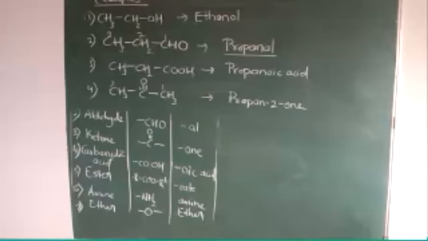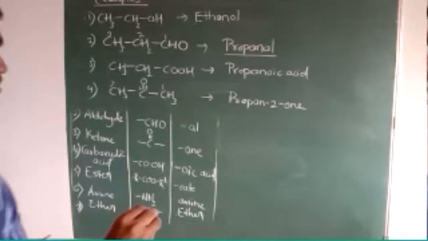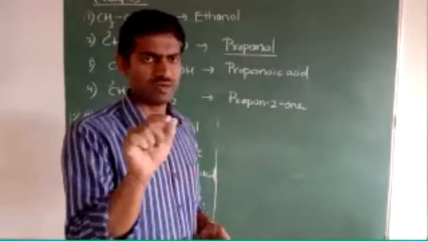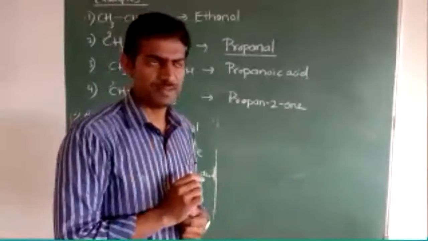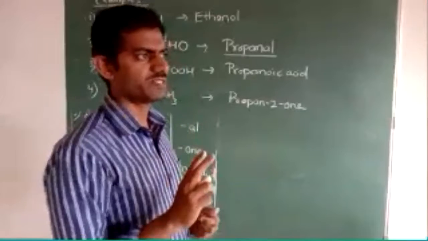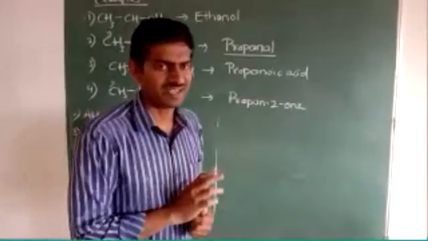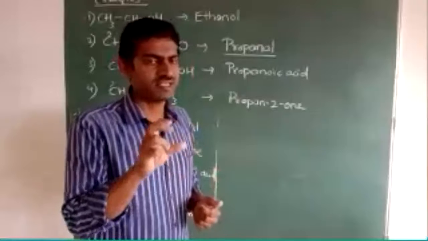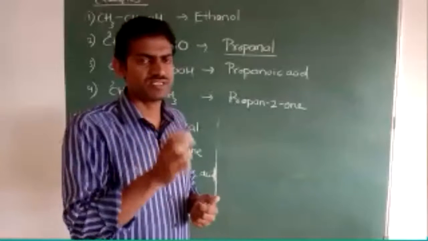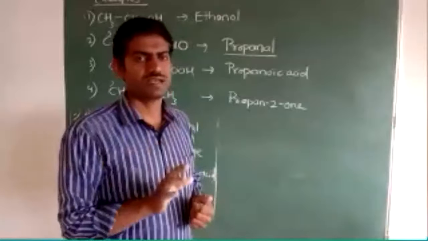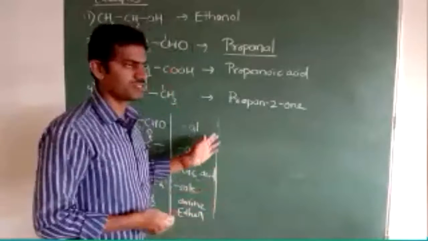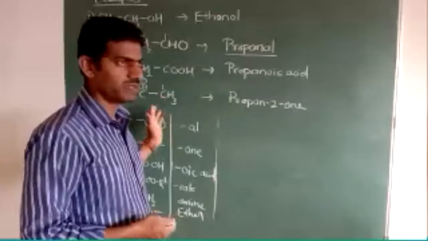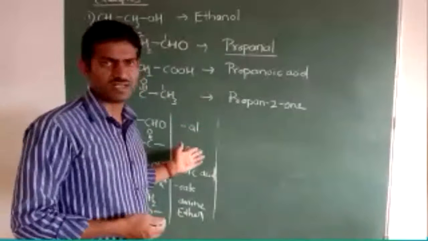So today we have discussed root word as well as suffix. The root word gives the total number of carbon atoms present in the parent chain. There are two types of suffix, a primary suffix and a secondary suffix. The primary suffix gives an idea about whether the chain contains a single bond, double bond, or triple bond, that is alkane, alkene, and alkyne. The secondary suffix gives an idea about which type of functional group the chain contains.